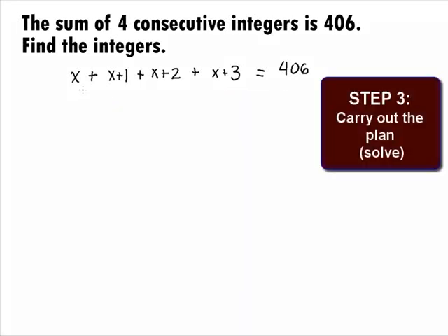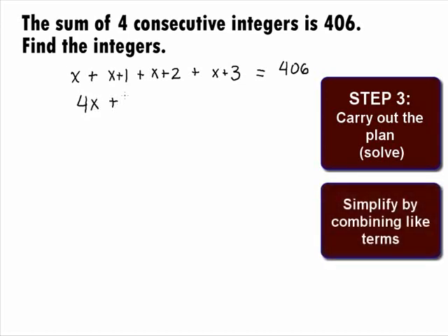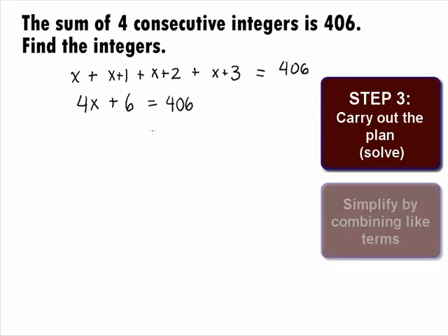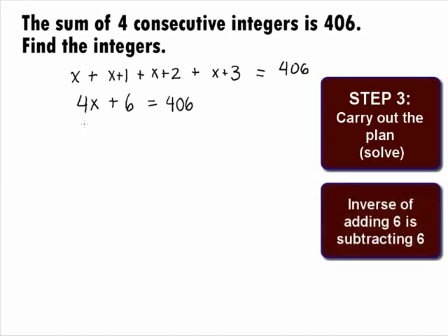In step 3, we want to carry out the plan. This means we want to solve the equation that we came up with in step 2. We can simplify this by combining the like terms on the left side and getting 4x plus 6 equals 406. Next, we can do the inverse of add and subtract 6 from both sides.